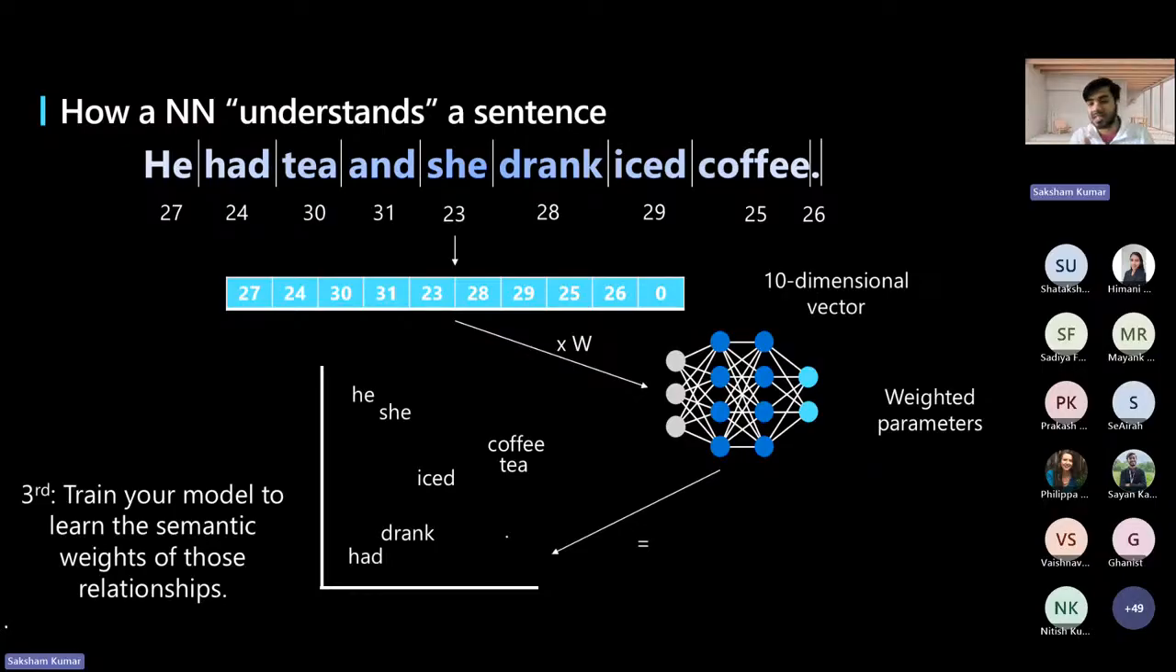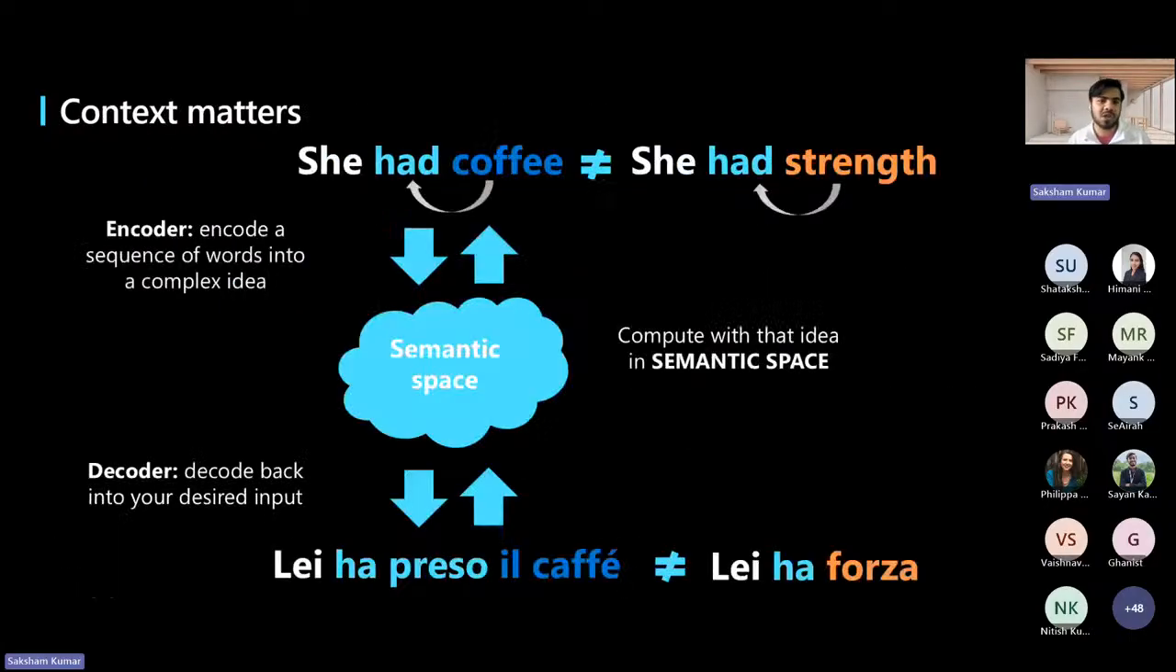Now this space can be two dimensions, three dimensions, it can be 10 dimensions. It depends on the complexity of the data. So that's how a neural network understands a sentence. Context matters. It is easy to grasp representing words in a semantic space, where similar words are in proximity to one another, but some words might not be enough to represent the whole meaning of a sentence or a text.